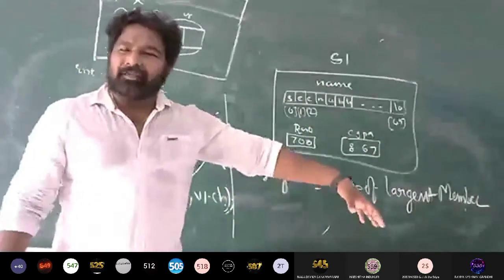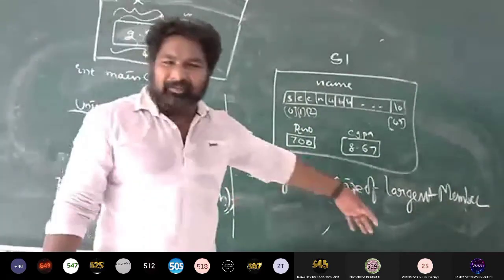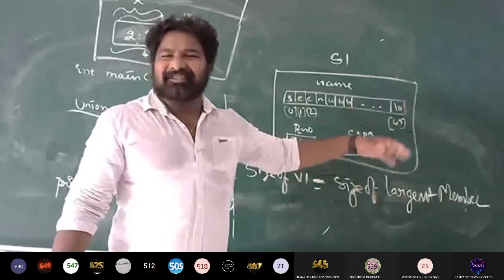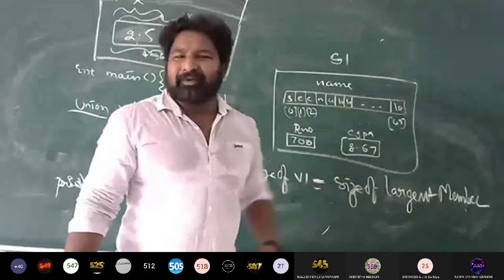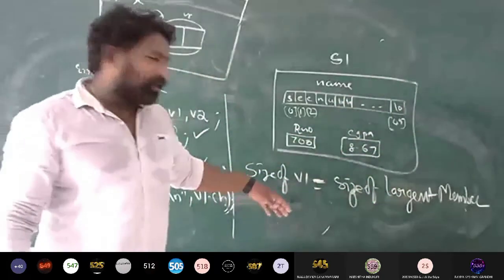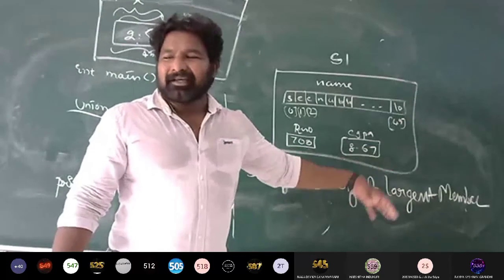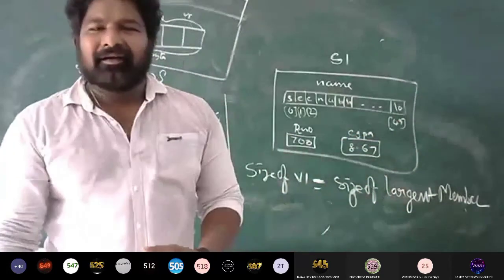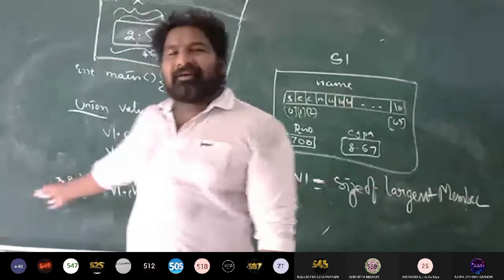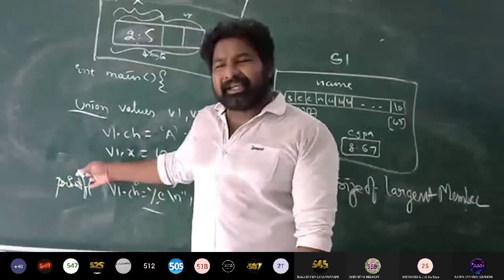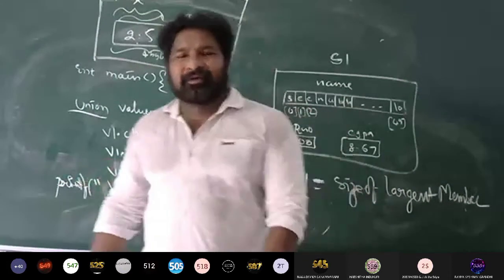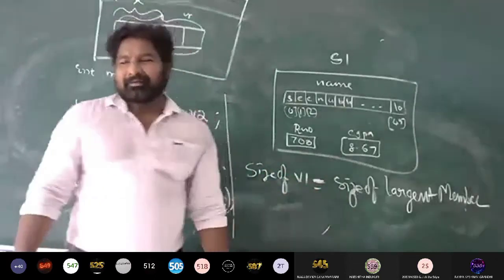In case of structures, what we have defined for the size of the structure variable is the sum of the sizes of all its members. But in case of union, what is the size of the union variable? The size of the largest member. So in this case, one is character, another one is integer, and another one is float. So which is the largest one?